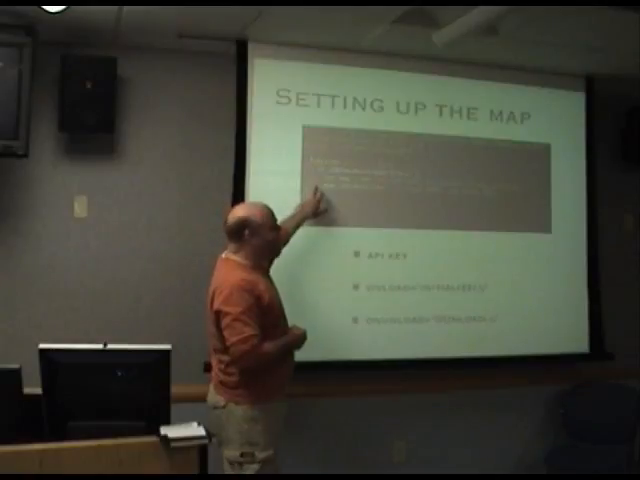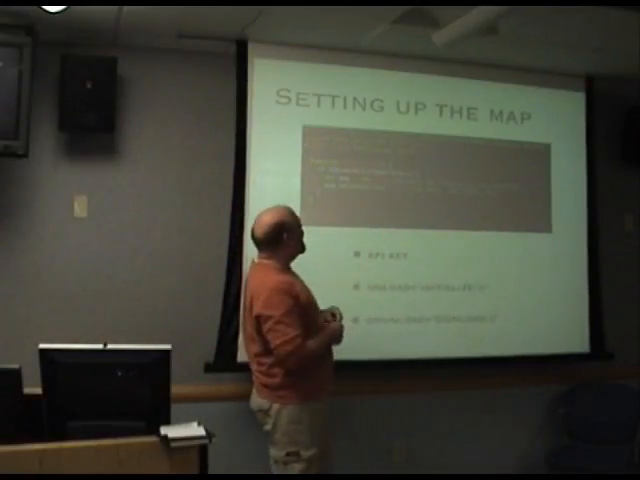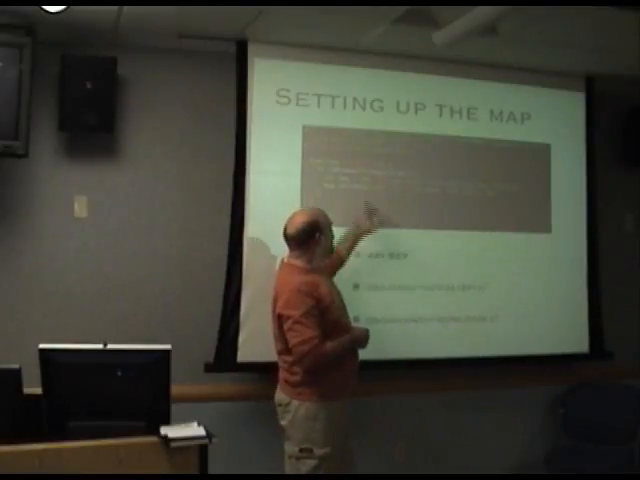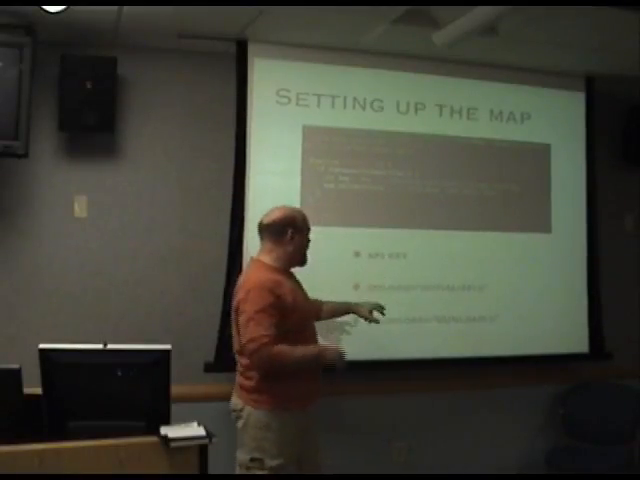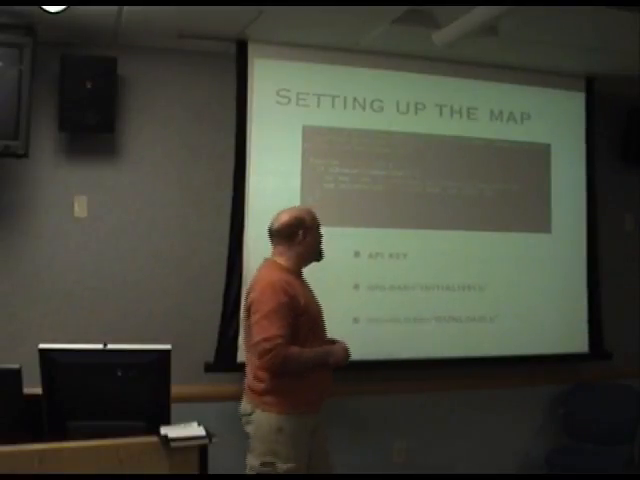So this is kind of the hello world, that you get an API key from Google, and you create a new Gmap, and you set its center, and it displays it. You put it in onload, and you have to do an unload because they acknowledge they have memory leaks.